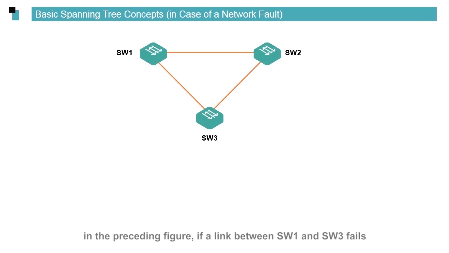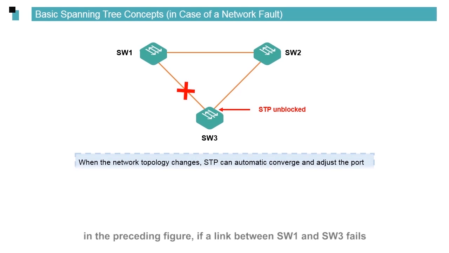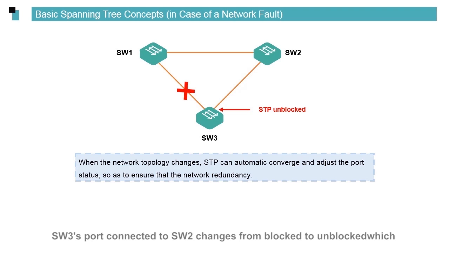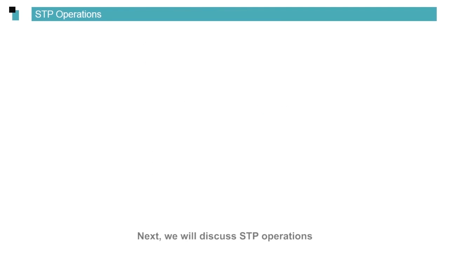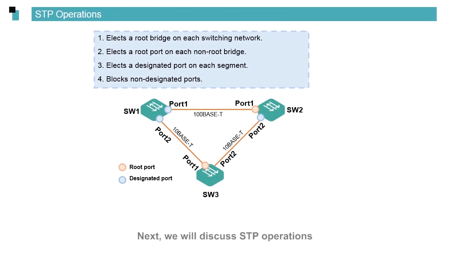For instance, in the preceding figure, if a link between SW1 and SW3 fails, SW3's port connected to SW2 changes from blocked to unblocked, which implements link redundancy. Next, we will discuss STP operations. STP can block a specific port or multiple ports.